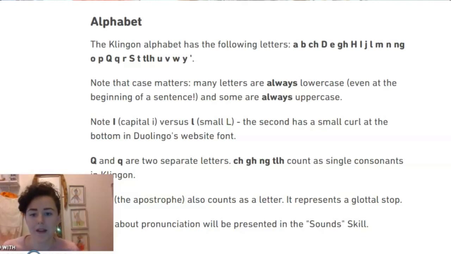The Klingon alphabet has the following letters. Note that case matters. Many letters are always lowercase, even at the beginning of a sentence, and some are always uppercase. And then it just notes that you've got the capital I and a lowercase l. And that does start confusing people. But you just have to look out for that little curve on the little L, which is on the Duolingo website.